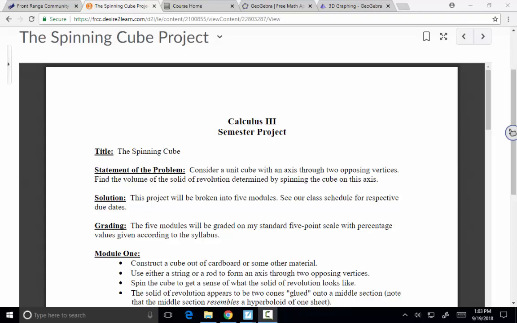First module. The first module of the project is due a week from today.